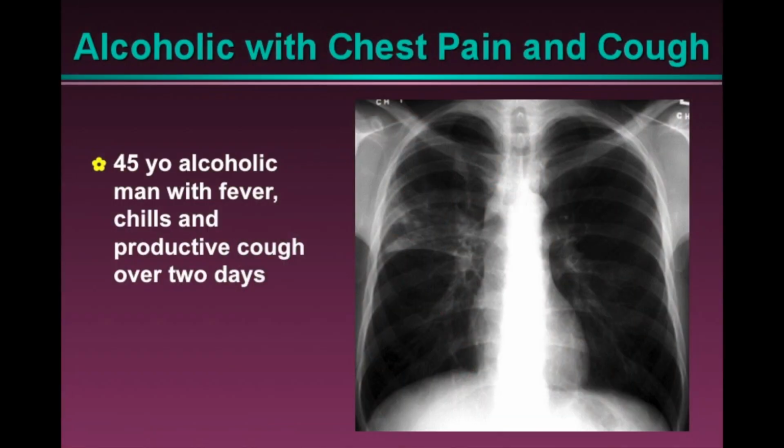Okay, this is another common finding. 45-year-old alcoholic man with fever, chills. Productive cough over 2 days. I think we can see this here. There's an infiltrate there. So please, again, do not discount the use of X-ray.